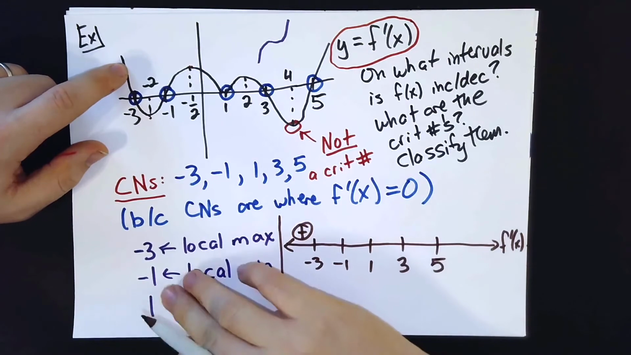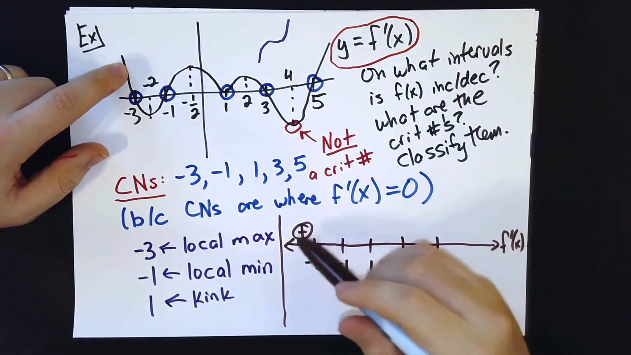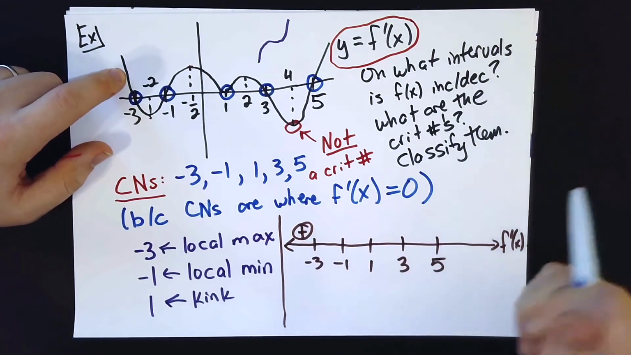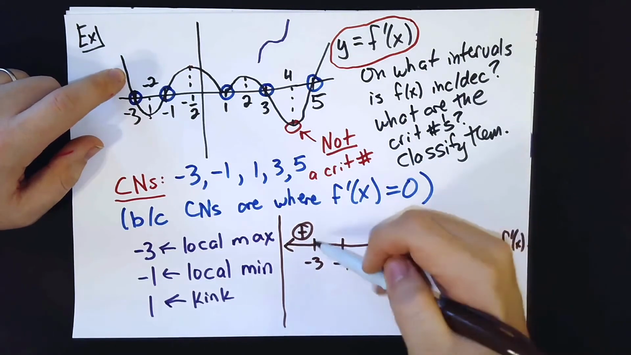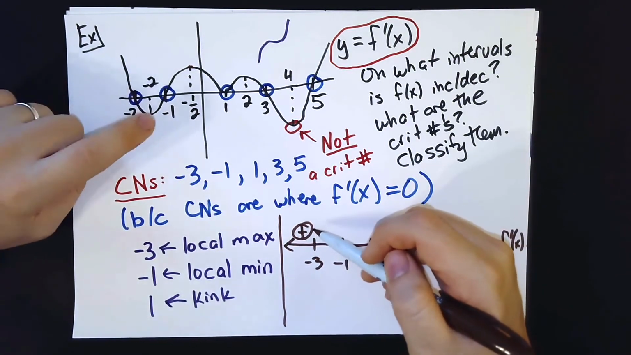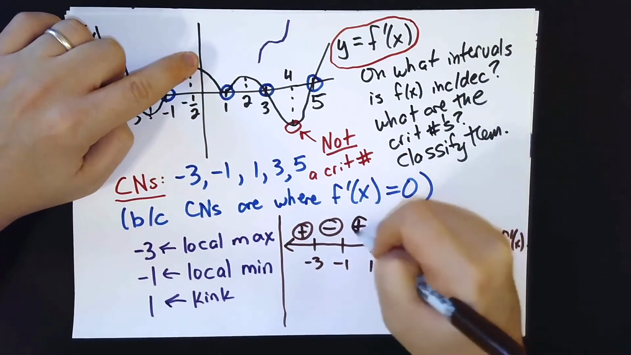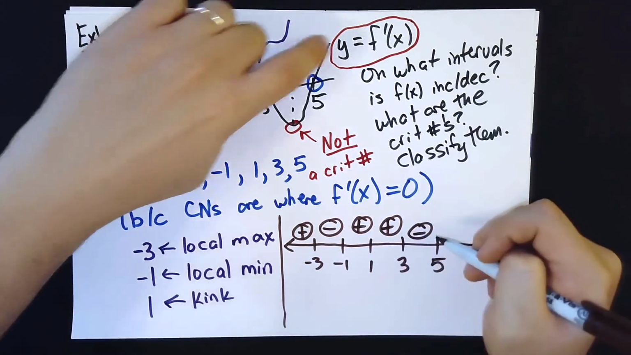Again, remember I'm looking at a graph of the derivative. So when I'm asking if the derivative is positive or negative on this graph, I'm just asking whether the derivative is above the x-axis or below the x-axis. So here it's positive. Here it's negative. Here it's positive. Here it's positive. Here it's negative. Here it's positive.